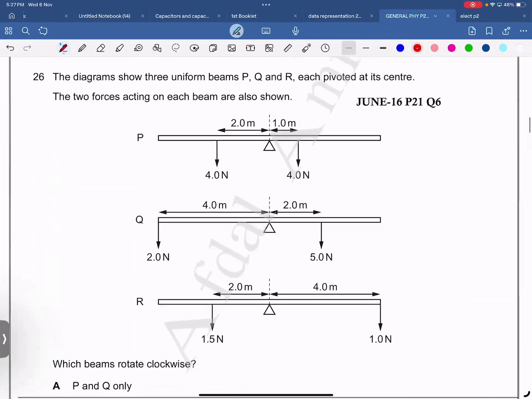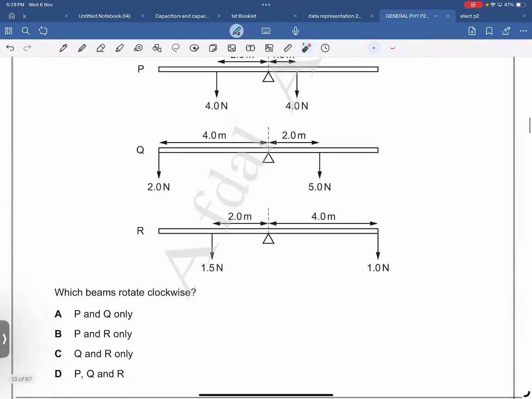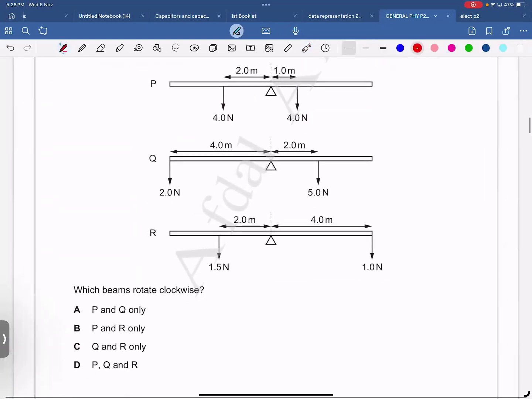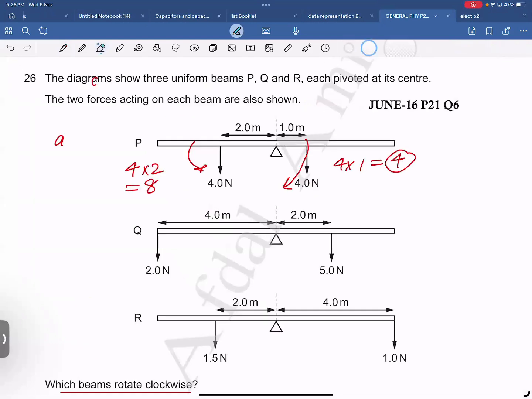Question number 26. Which diagram shows 3 uniform beams P, Q, R? The diagram shows 3 uniform beams P, Q, R, each pivoted at its center. 2 forces acting on each beam are shown. Can you see? Okay, which will rotate clockwise? Let's calculate the one which will have more clockwise moment, that will rotate. Okay, this clockwise is 4 multiplied by 1, which is 4. Anti-clockwise is 4 multiplied by 2, which is 8. So this will rotate anti-clockwise.